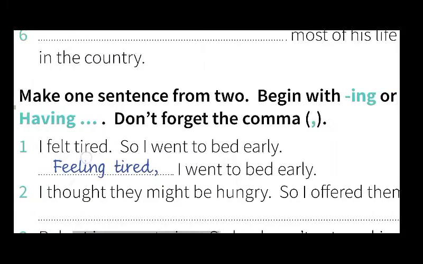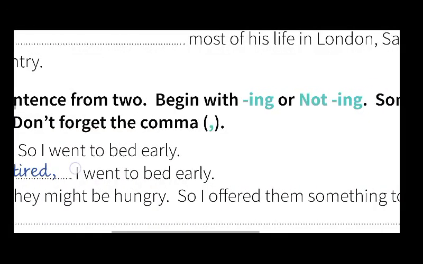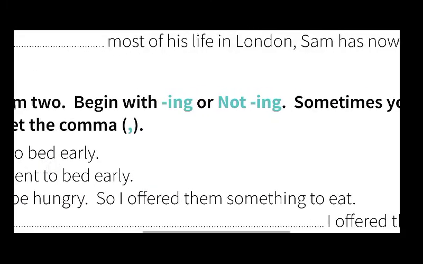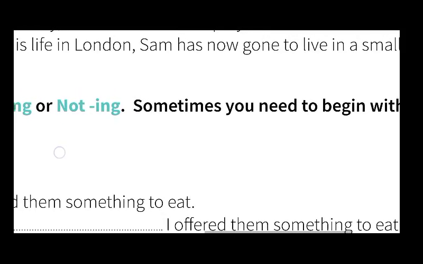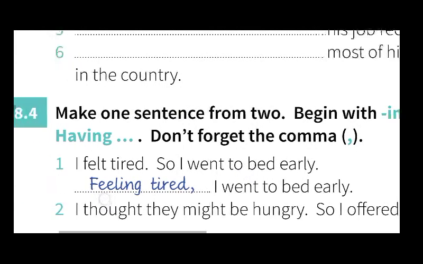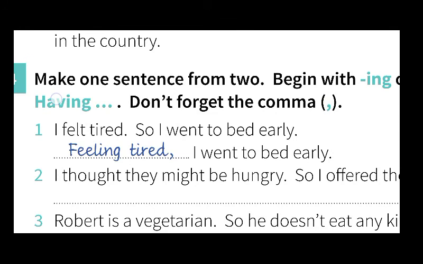Exercise number 4. Make one sentence from two. Begin with ing or not ing. Sometimes you need to begin with having, like, don't forget the comma. When you place having first, you put a comma. I felt tired, so I went to bed early.